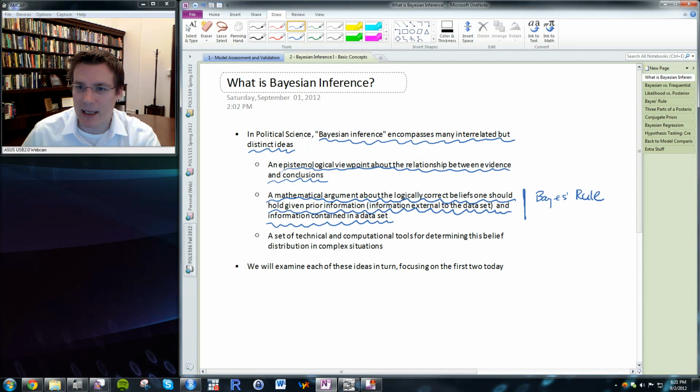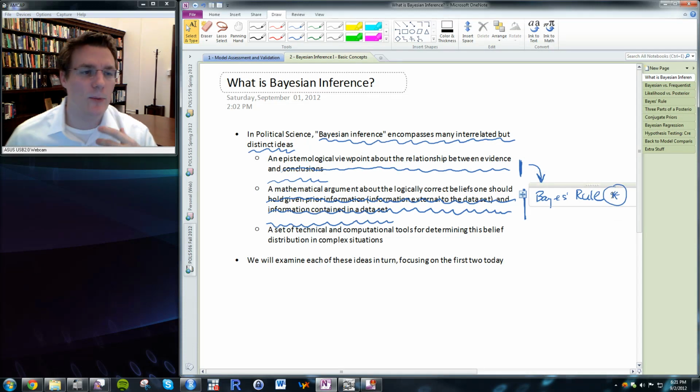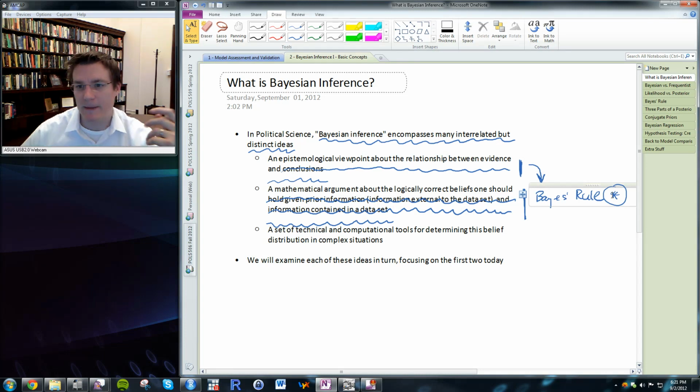Which is to say that I think many frequentists would accept Bayes' rule as being true. Nevertheless, these epistemological ideas inform how we use Bayes' rule to come to conclusions, that is to say, how we think about the relationship between evidence and conclusion. So even though frequentists probably accept that Bayes' rule is true, they may not agree with Bayesians about the particular uses to which Bayes' rule is going to be put.